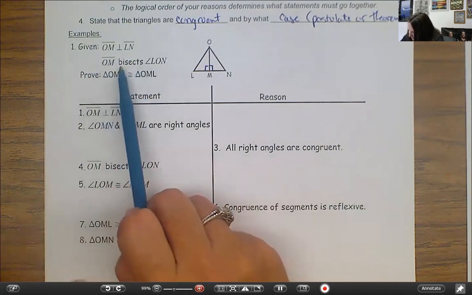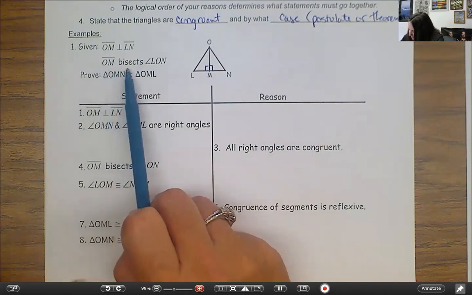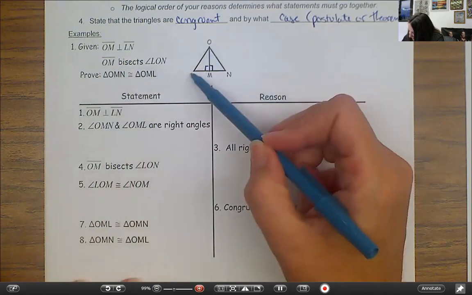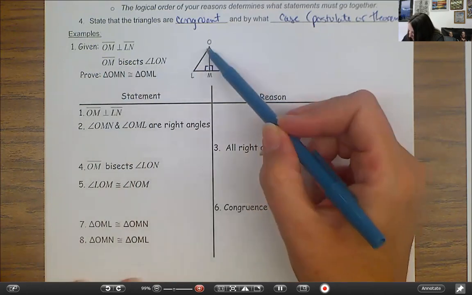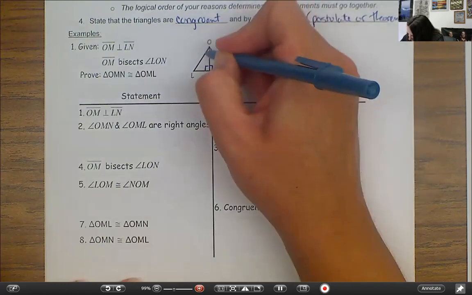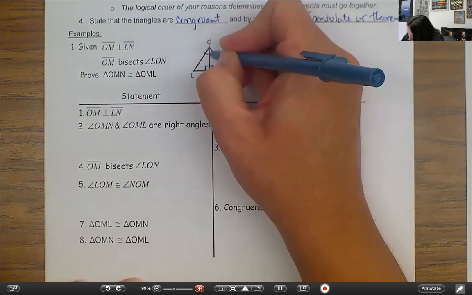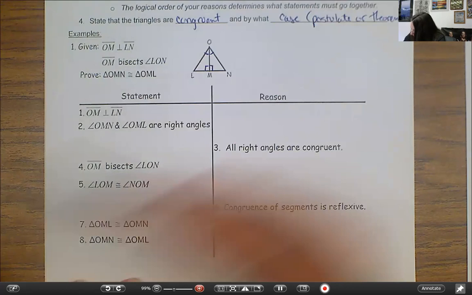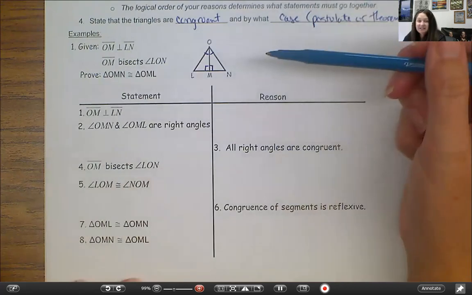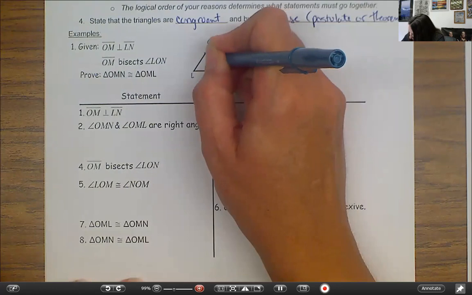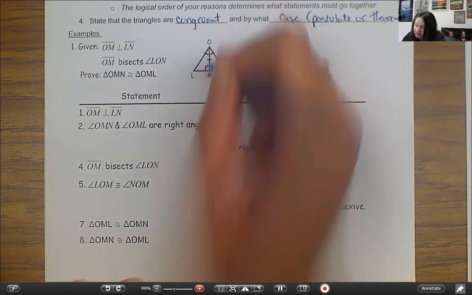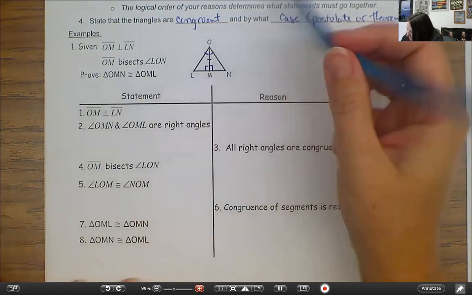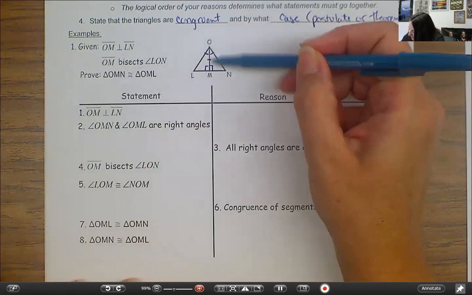Then my second piece of information is that OM bisects angle LON. So here's L to O to N. If that bisects the angle, it's going to divide the angle into 2 congruent parts. So there's my 2 congruent parts. And then I should recognize that on the diagram, we do have a shared side. Side OM is shared between the 2 triangles. So by what I've actually marked on here, I should see that we have a case for angle, side, angle.